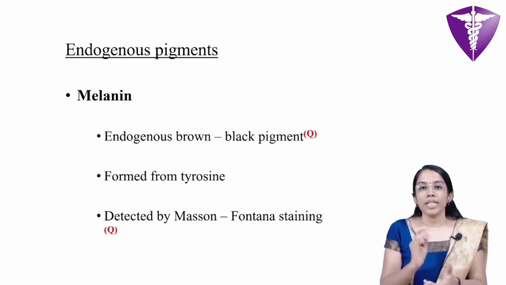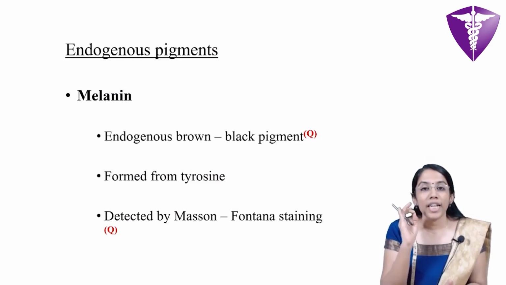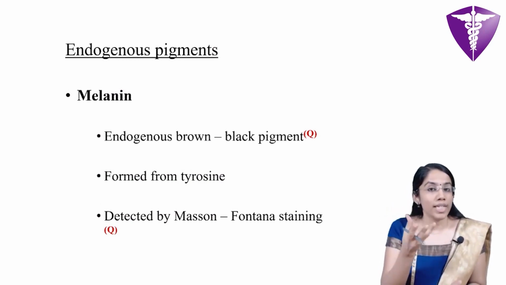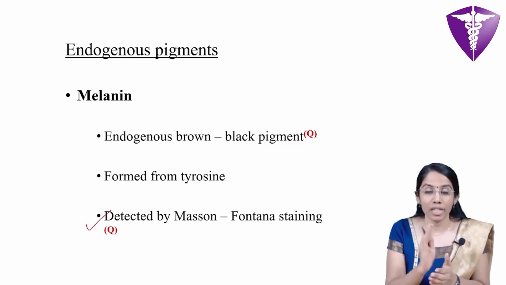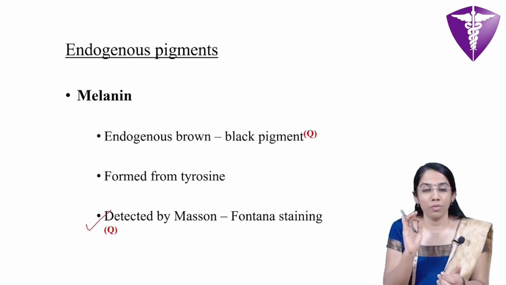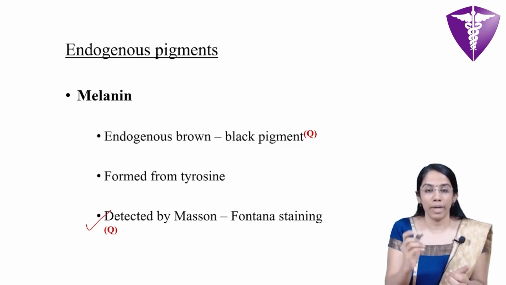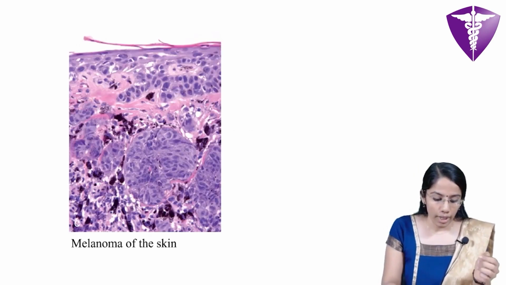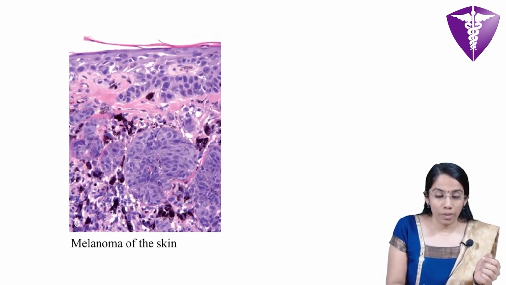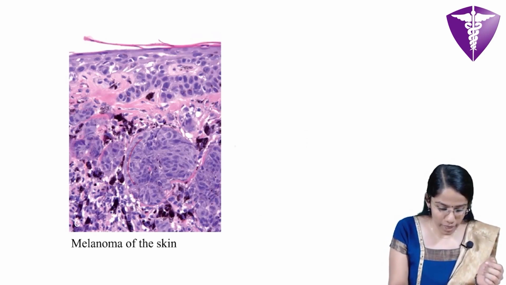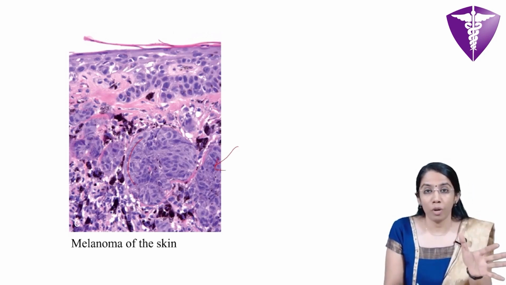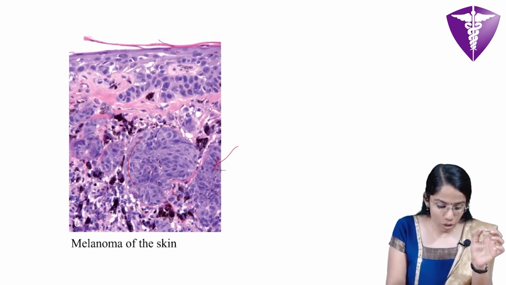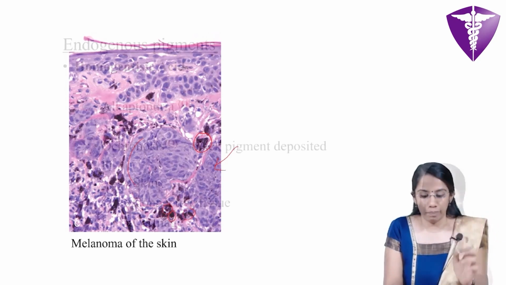Next endogenous pigment is melanin. Melanin is an endogenous brown-black pigment. It is derived from tyrosine. And this is important, it is detected using Masson-Fontana staining. Masson-Fontana staining is a stain used to detect melanin. This is a case of melanoma of the skin. What all you see here are all tumor cells, composed of large pleomorphic cells with hyperchromatic nuclei. And you can see many of the tumor cells, and even outside, there is melanin pigment accumulation.